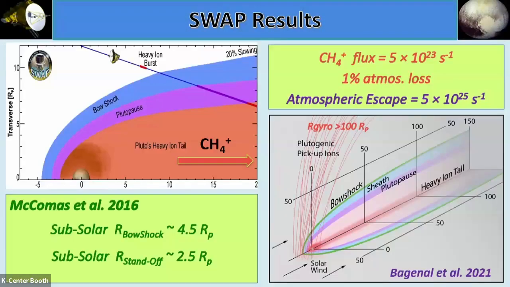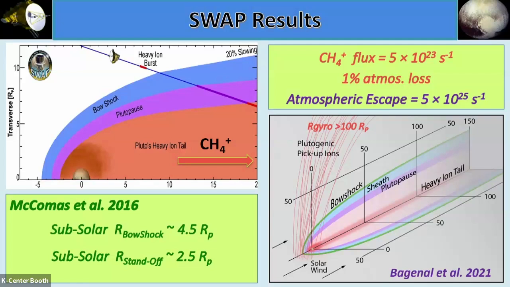Now, if we zoom in, the crossing of these boundaries, which is shown to be very sharp in this sort of textbook picture, was in fact much more fuzzy. But we concluded that if you take where we crossed from the solar wind into the Plutosphere, the Pluto pause is about 2.5 Pluto radii, and the upstream bow shock, where the solar wind goes from supersonic to subsonic, is about 4.5 Pluto radii.